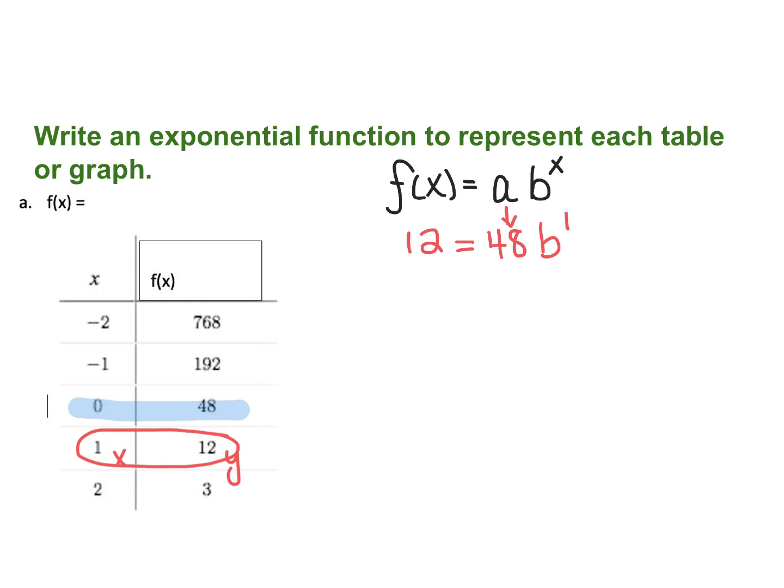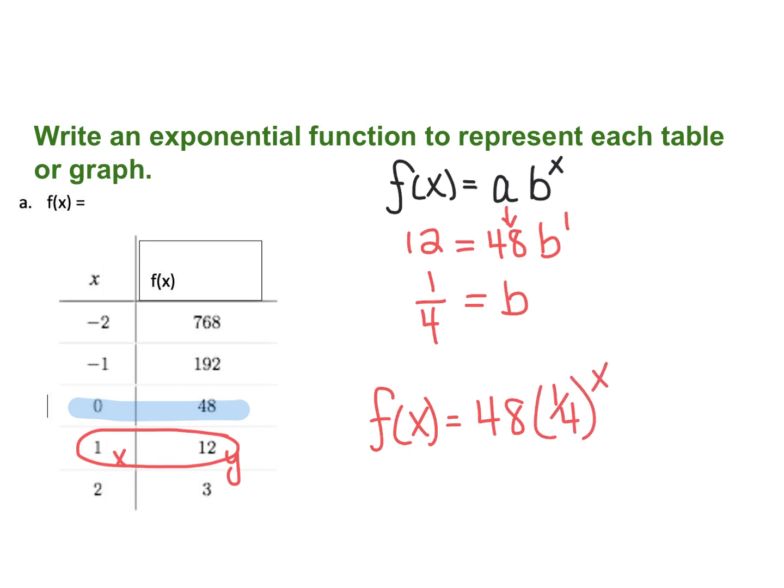to the first power. And now I'm going to get b all by itself, so I'm going to divide both sides by 48, so b to the first, which is just b, is equal to 12 over 48, or 1/4. So my function is going to be f of x equals 48 times 1/4 raised to the x power.